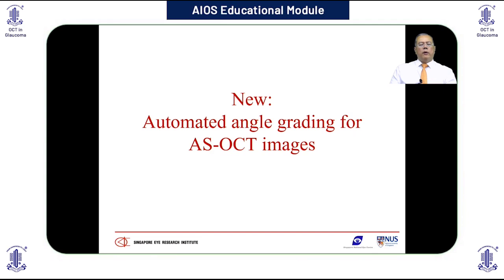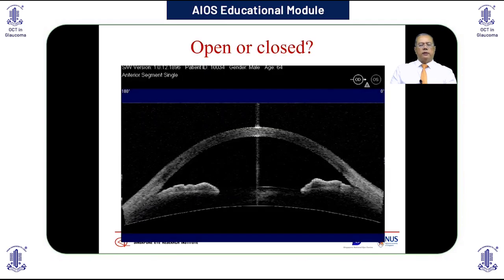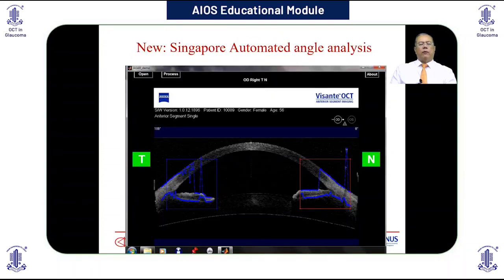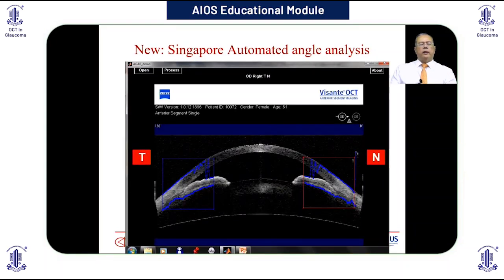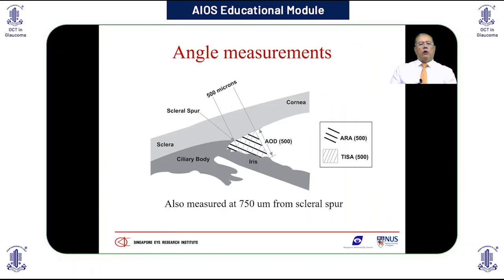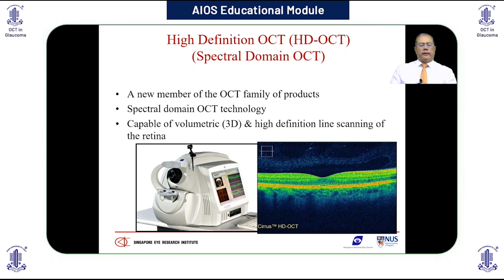In Singapore, we've been interested in looking at automated ways of grading anterior segment OCT images. Instead of using subjective analysis by an observer, we developed software that can automatically grade the angle using machine learning. Here's an example where, with this software, you can determine in green open angles and in red angle closure. Similarly, we also make measurements of the angle relative to the scleral spur, and this can be done automatically.